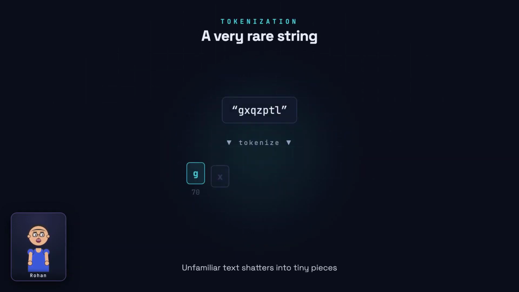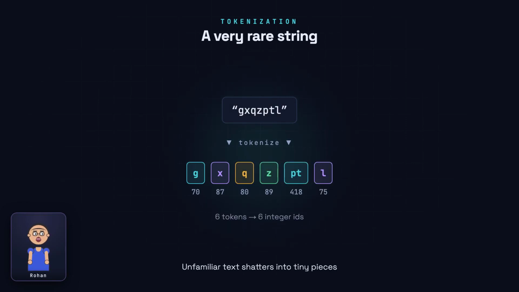Push it further with gibberish like G, X, Q, Z, P, T, L. Now there are almost no useful bricks, so it shatters into single letters and tiny fragments. This is why rare names, code, or unusual strings quietly eat up far more tokens than plain English. Familiarity is cheap, novelty is expensive.